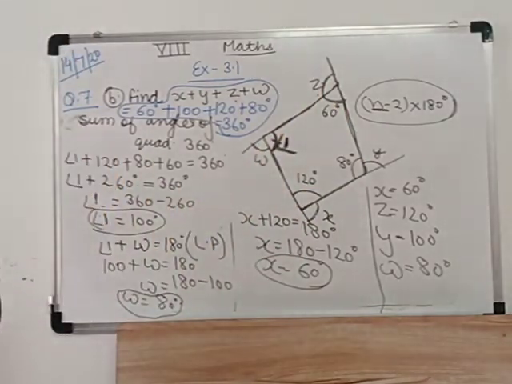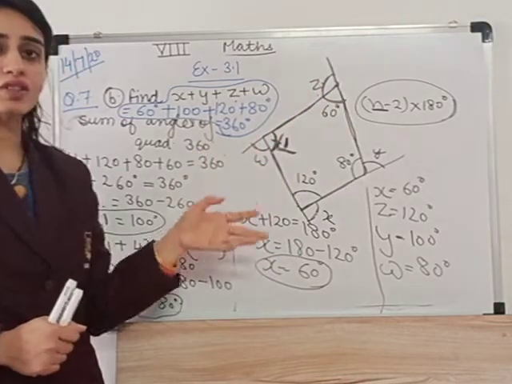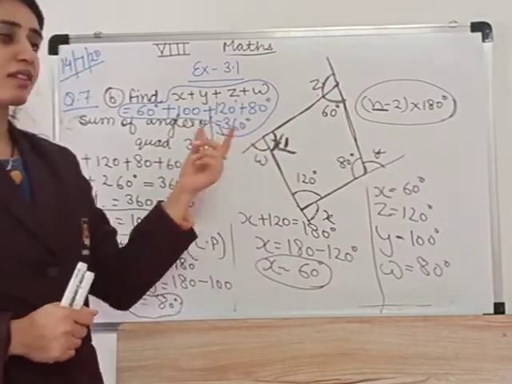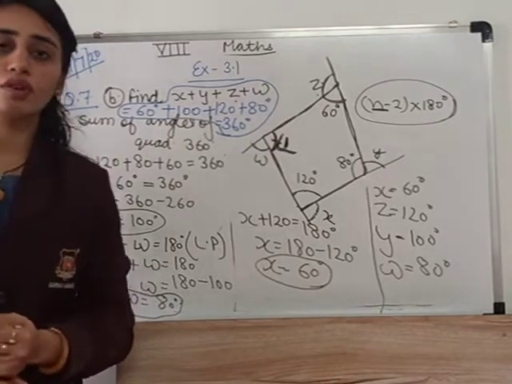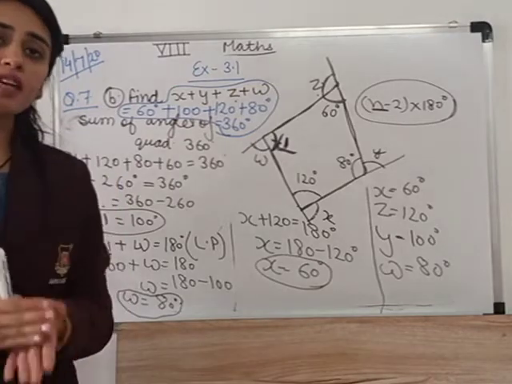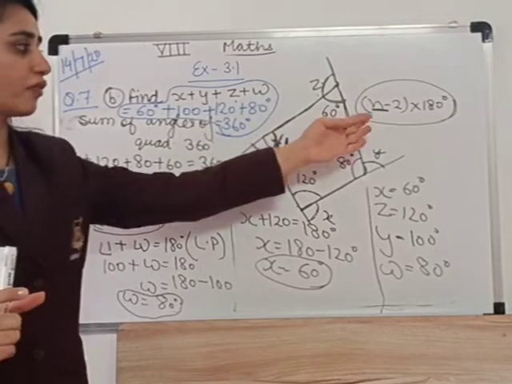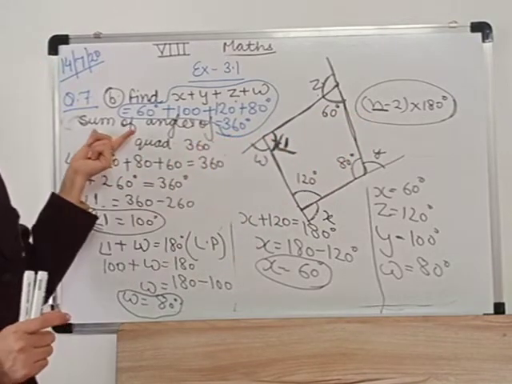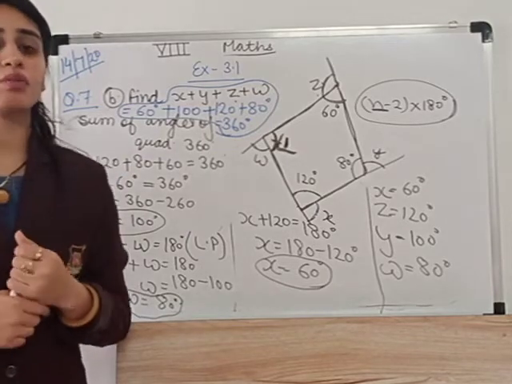The sum of all the angles that lie exterior to that quadrilateral, that means the sum of all the exterior angles of this polygon, is 360. The next exercise is based on this: the sum of all the exterior angles of any polygon is 360. In this way we use the exterior angle sum for solving exercise 3.2.